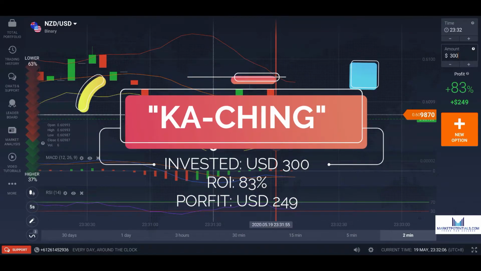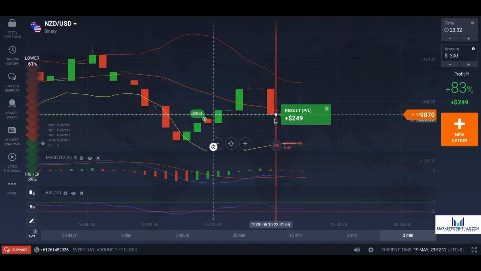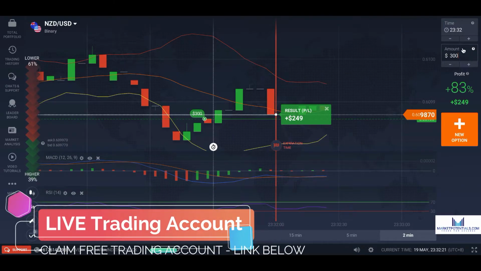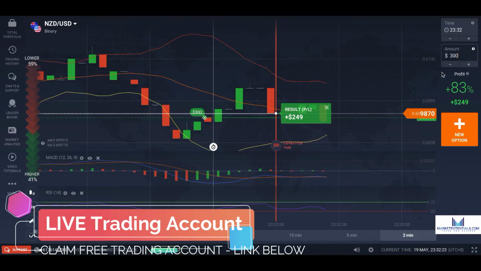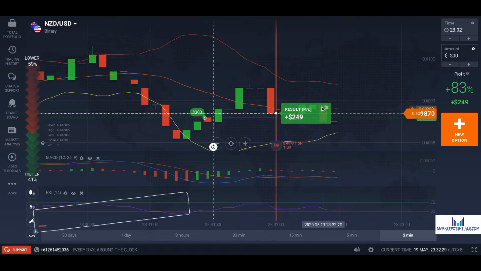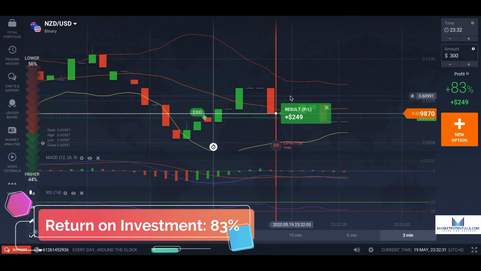This is $249 in profit as I speak to you, as you're watching over me. All of this is live and you just saw me do it. Now, how did I do it? I put $300 into the trade. This trade promises to pay out a return of 83% of my investment, equaling $249 in profit, which is exactly what happened.